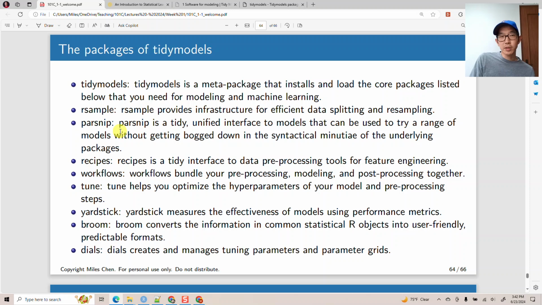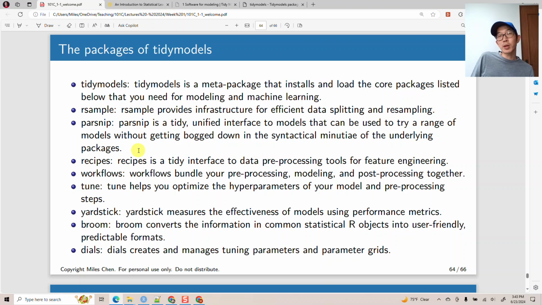Another package is called Parsnip. Parsnip is a framework that allows us to try out different models from different packages in R in a unified format. One of the great things about R is that there's a whole bunch of different packages out there for fitting different kinds of models. But that's also one of the drawbacks, is that each of these packages has a different syntax, a different form in how you would implement it.